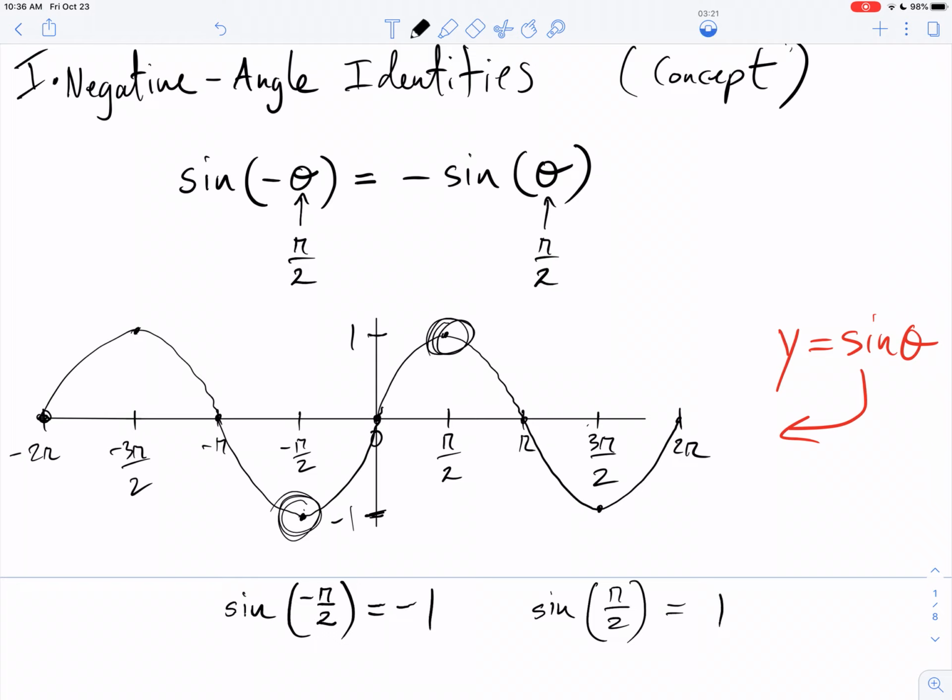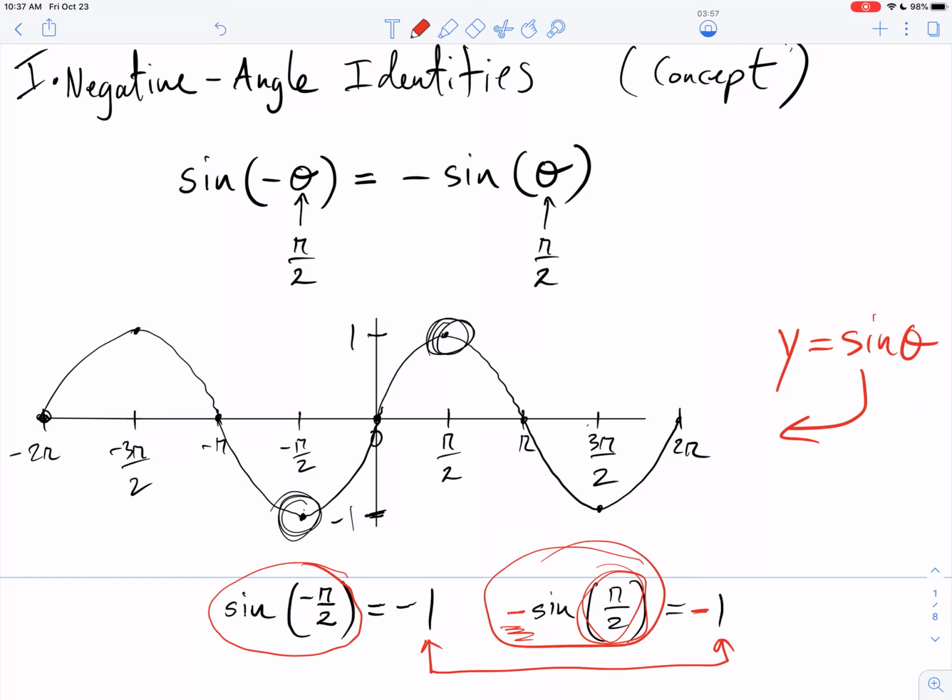Well, those things are not equal to each other. They would be if I were to put a negative on this. That would mean I'd have to put a negative on this. Then these two would be equivalent to each other, hence the negative angle identity. So if I take the sine of any negative angle, as long as I take the sine of that same angle and put a negative in front of my function, I get a true statement. That's what it's all about.